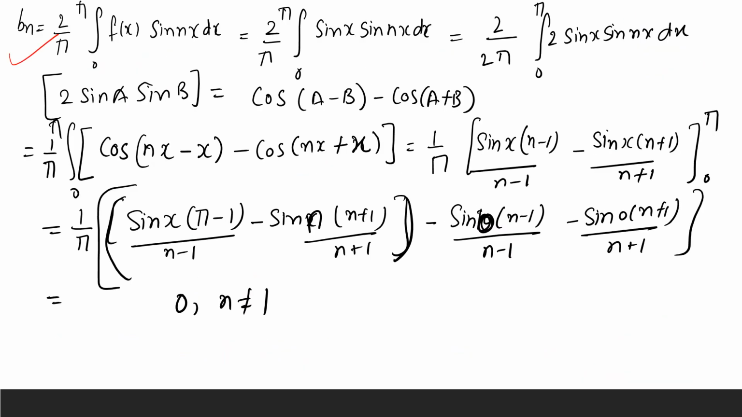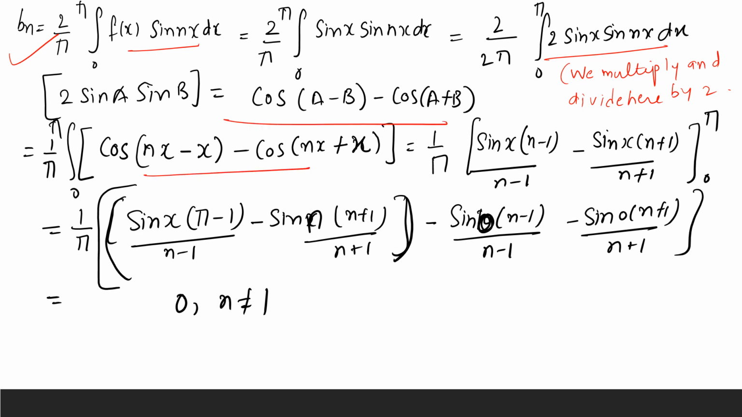Now we will calculate bn, that is 2 upon pi, integral 0 to pi f(x) sin nx. Here, same as it is, we multiply and divide by 2. Then we solve using the 2 sin a sin b formula here, and then did the integration, and put pi and 0 in that integration. And when we solve all this integration, you know that sin (n plus 1) pi will be 0.